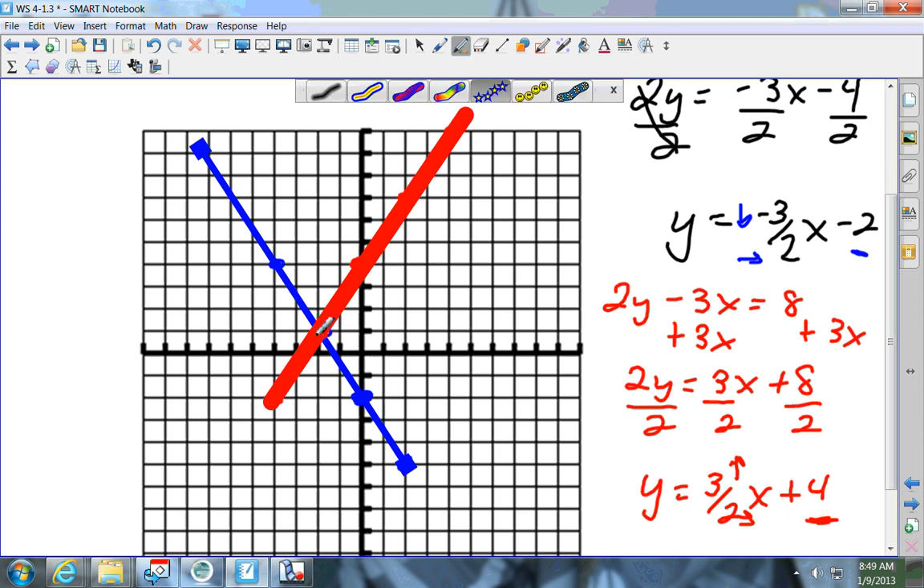Right here is where they cross. That point right there is -2, 1. -2, positive, up 1. That's my solution to my system.